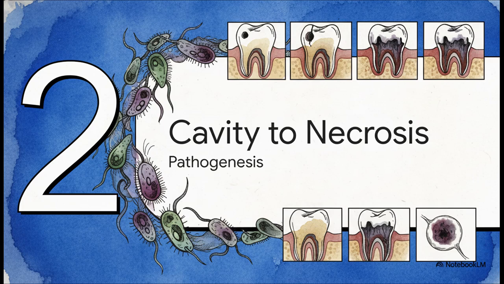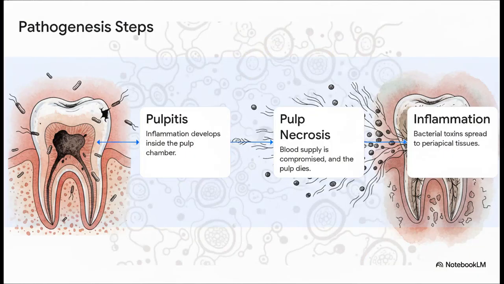That brings us to section 2, from cavity to necrosis. Think of this whole thing like a microscopic siege. Step 1, you've got dental caries, just a standard cavity. Bacteria break through that protective enamel and dentin. Step 2, they reach the pulp, causing pulpitis. Now this is inflammation inside the pulp chamber, which actually starts out as reversible, but eventually crosses a line and becomes irreversible. Step 3 is pulp necrosis.